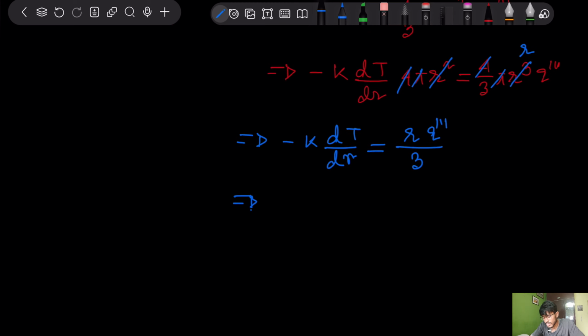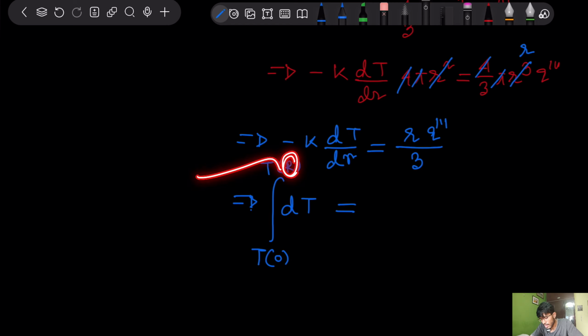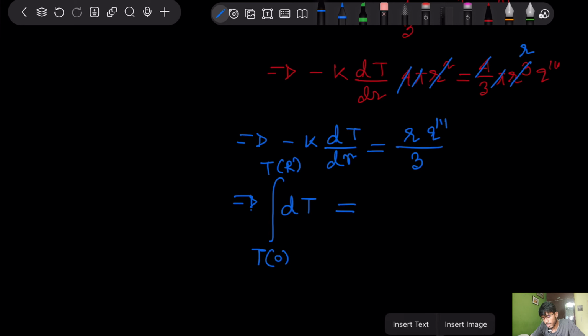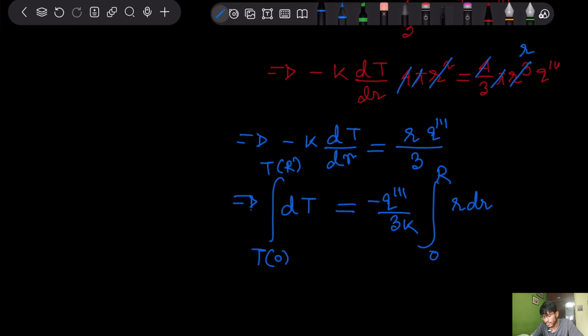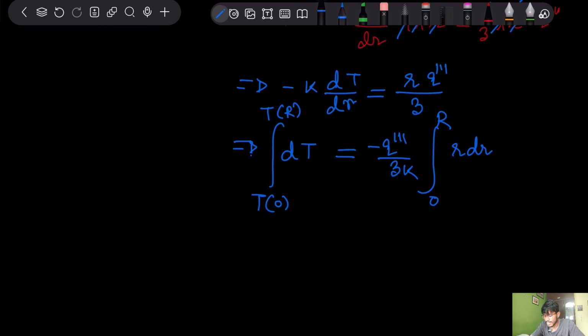Okay, so here these things are constant, q triple dot and k. So that means I can do this integration. So this is from T equal to T0 to T equal to T at capital R, because I want to find the difference between them. Now you see, you can put here any r value. Here instead of capital R, you can put any r value, anything you can put, and you can get that temperature with respect to the center temperature, right? So that will be equal to what? That will be equal to q triple dot by 3, obviously minus, and this will be 1 by k, right? And this will be r dr from 0 to r, right?